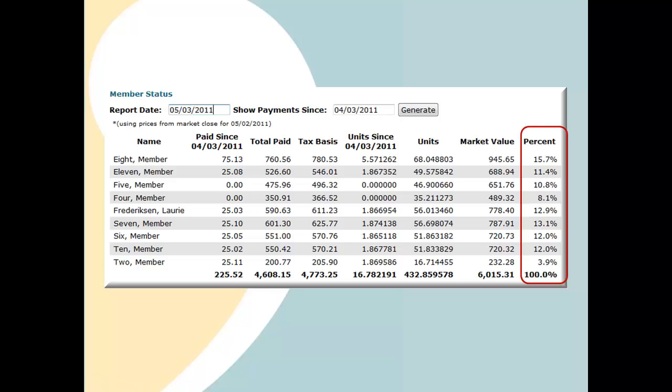You can see your percentage of ownership for any given date on the member status report. You can also see the total value of your share of the club on that date. It is determined by multiplying the number of units you own by the daily unit value. This is just like the way you determine total value if you own mutual fund shares in your personal investment account. If you owned 100 shares and the value of a share at the end of a day was $8, your mutual fund holdings would be worth $800.